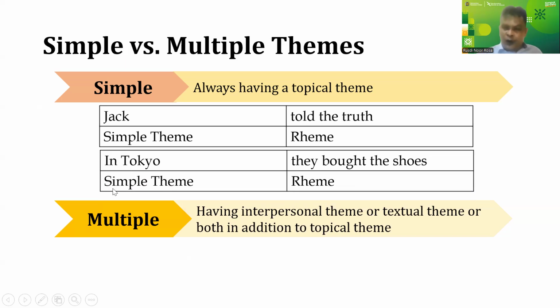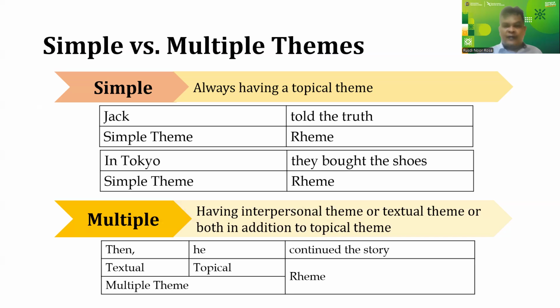Okay? So this also belongs to a simple theme. Now, I give you the example of a multiple theme. Okay? We have here two kinds of themes. The first one is "then," which belongs to continuative. So continuative is textual theme. And then we have here "he," participant, the element of transitivity. So it belongs to a topical theme. Now we have two kinds of theme. Whenever we have more than one theme in one clause, that theme is called a multiple theme.